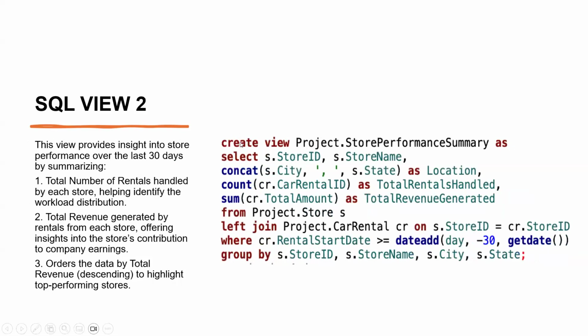SQL view 2 is almost the same, but it's at store level. So instead of having each staff's performance, we have each store's performance. Same here: store ID, store name, location of the store, total car rentals handled by each store, and total revenue generated by rentals from each store. Still, we have the 30 days limitation.